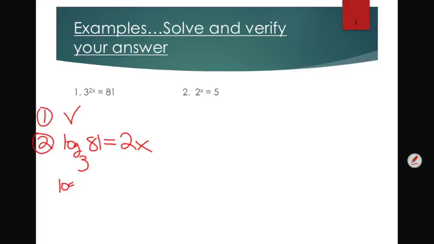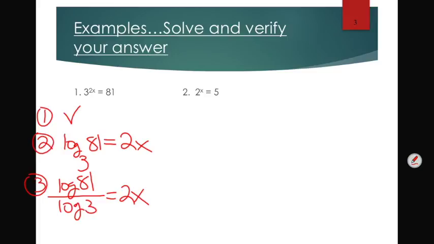In my calculator, I can do log base 3 of 81, or, for my solving step, log of 81 divided by log of 3 is equal to 2x.